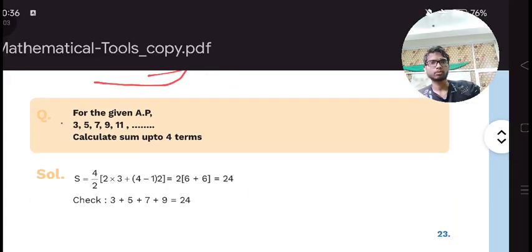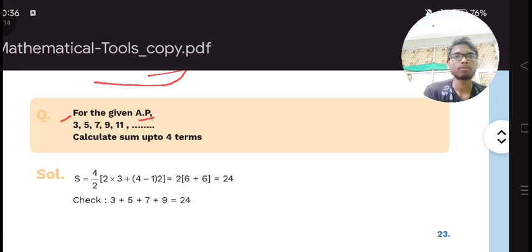For the given AP, arithmetic progression, which is 3, 5, 7, 9, 11, calculate the sum up to 4 terms. Which means the sum of 3, 5, 7, 9. Even you can add in your language: 5 and 3 is 8, and 9 and 7 is 16, 16 and 8 is 24.